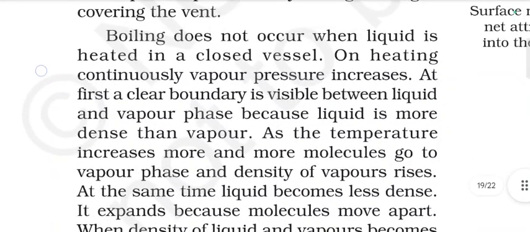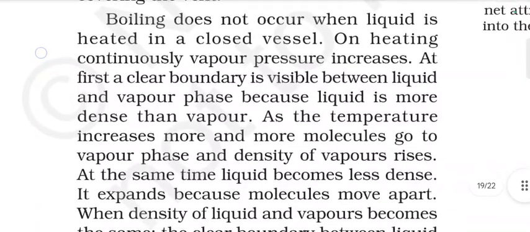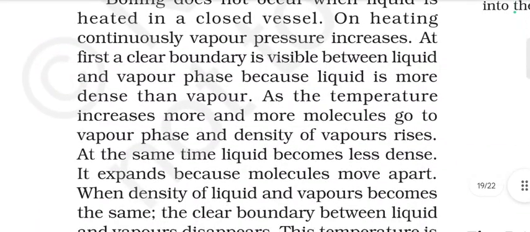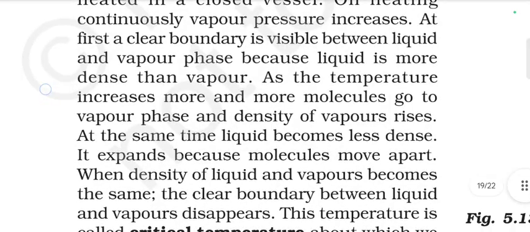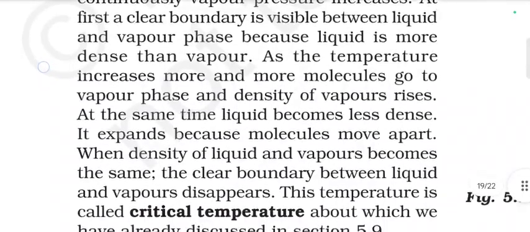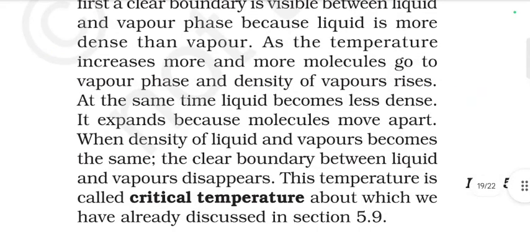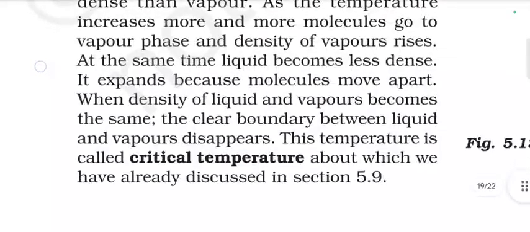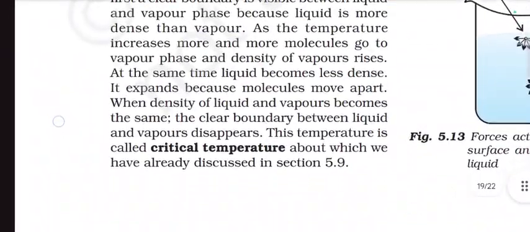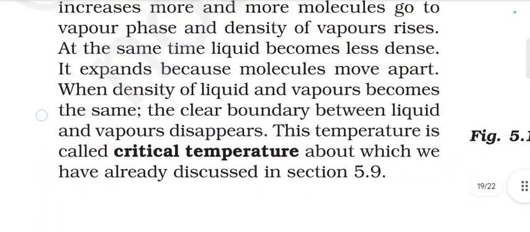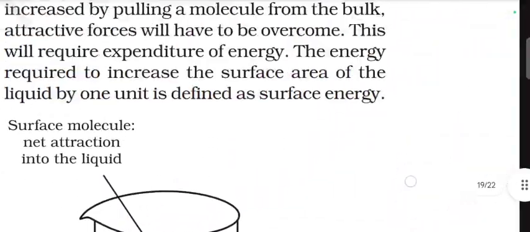Boiling does not occur when a liquid is heated in a closed vessel. On heating continuously, vapor pressure increases. At first, a clear boundary is visible between liquid and vapor phase because liquid is more dense than vapor. As the temperature increases more and more, molecules go to the vapor phase and density of vapor rises. At the same time, the liquid becomes less dense. It expands because molecules move apart. When density of liquid and vapors becomes the same, the clear boundary between liquid and vapors disappears. This temperature is called critical temperature, about which we have already discussed in section 5.9.